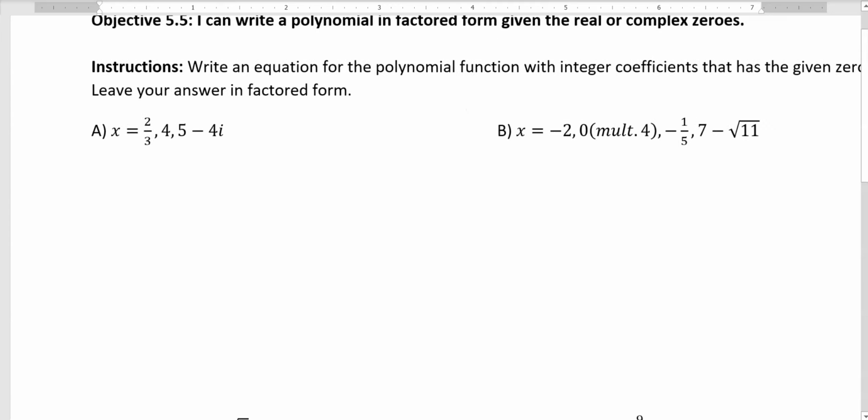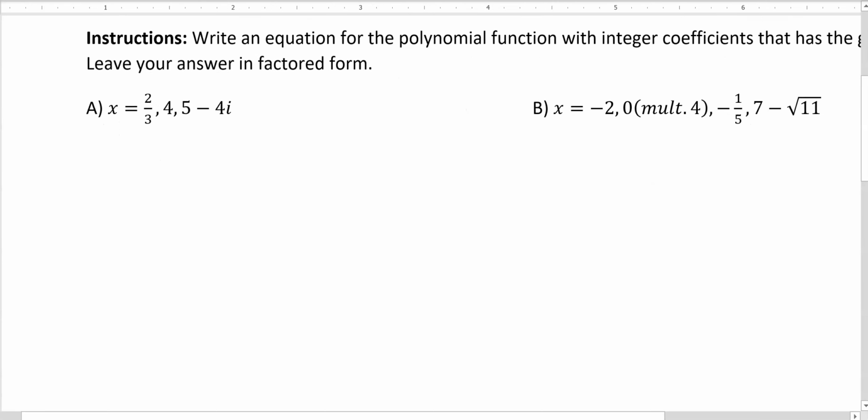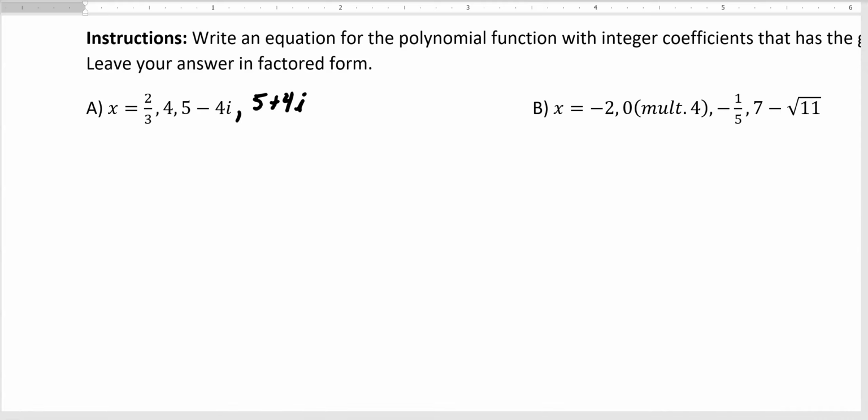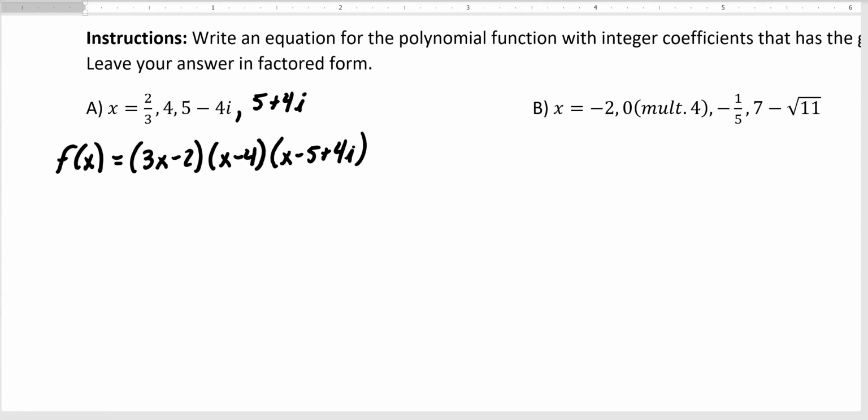Let's look at letter A here. x equals 2/3, 4, 5 minus 4i. If 5 minus 4i is a zero, we know the complex conjugate 5 plus 4i is also a zero. So all we need to do is write these factors. So we'll say f of x. The factor that gives me 2/3 is 3x minus 2. The factor that gives me 4 is x minus 4. The factor that gives me 5 minus 4i would be x minus 5 plus 4i. And the factor that gives me 5 plus 4i would be x minus 5 minus 4i. And that is all we need to do. That's it.